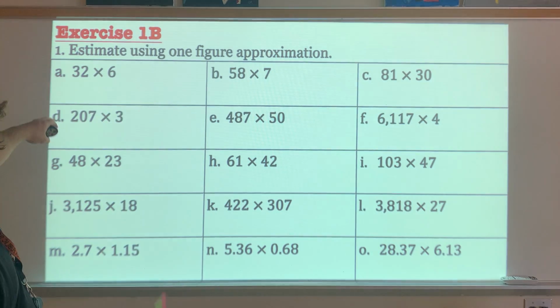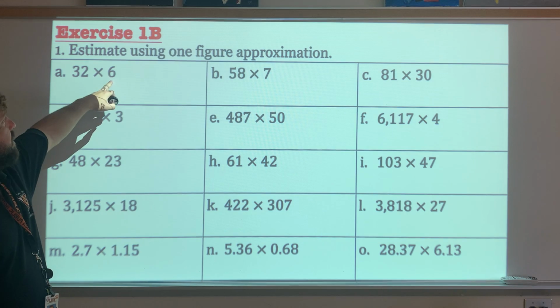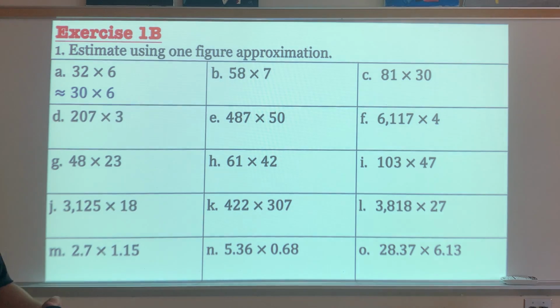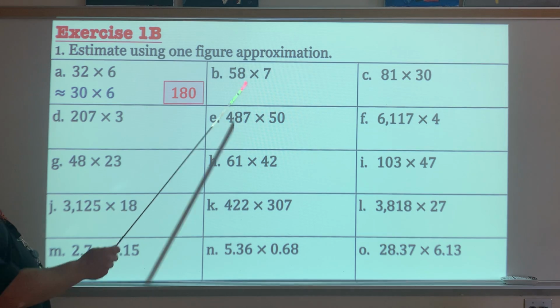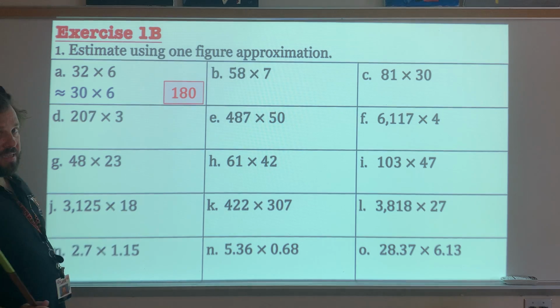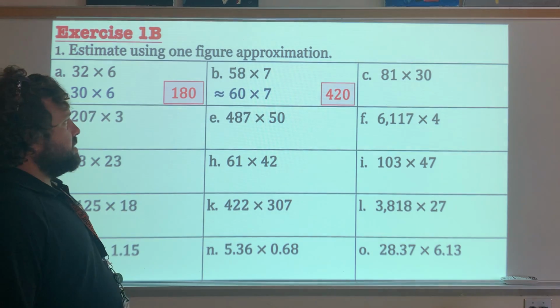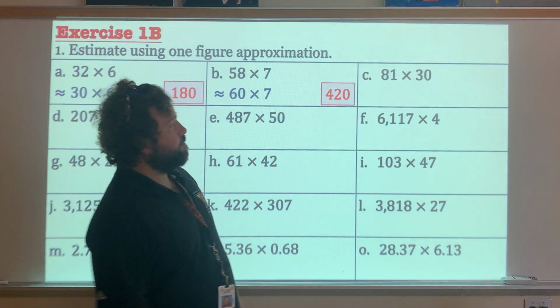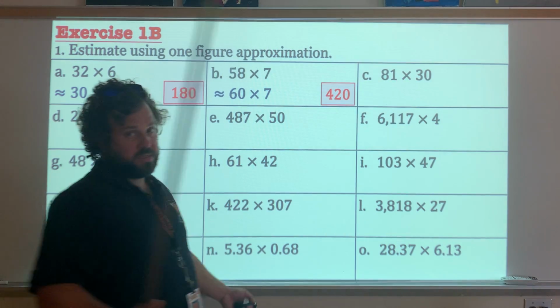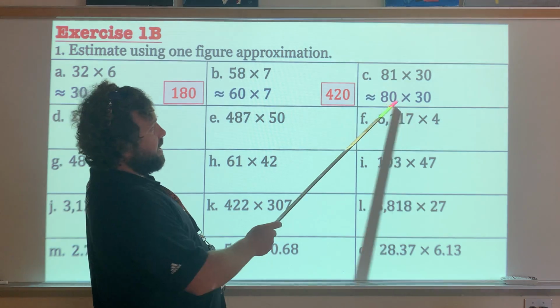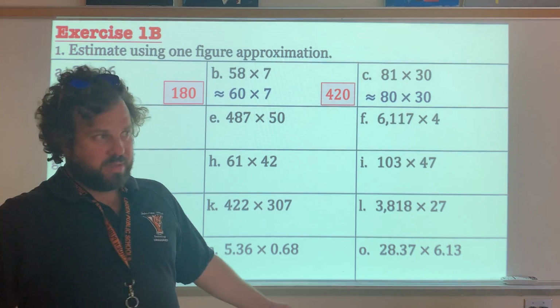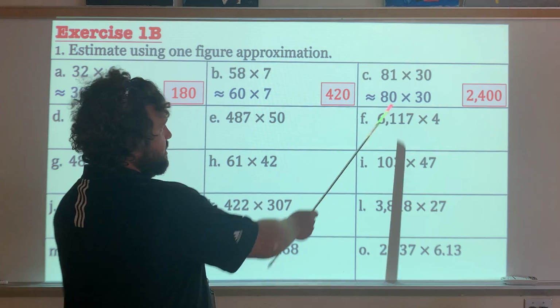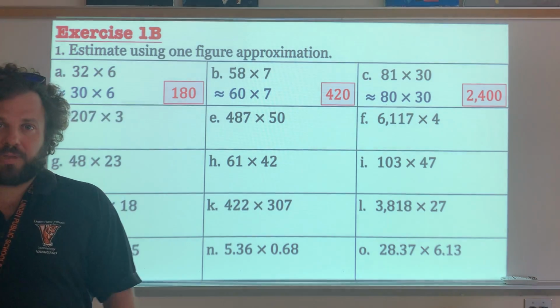Ready? First one, this rounds to 30, 6 stays 6, because it's a one digit number, it stays the one digit. You don't round it to 10. 30 times 6 is 180. Next, 60, the 7 stays 7 because it's one digit. 60 times 7, 420. Next, 80, 3, the 0 is obviously less than 5, so it stays 30. 80 times 30, 8 times 3 is 24, and then you got 2 zeros, 2,400. All right.